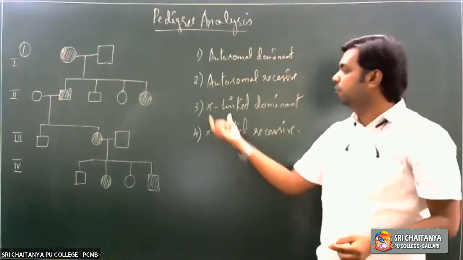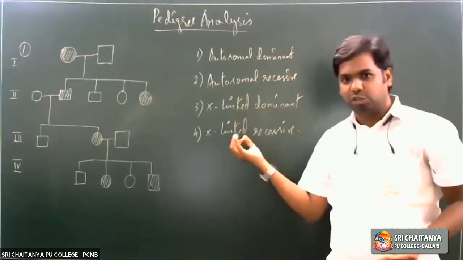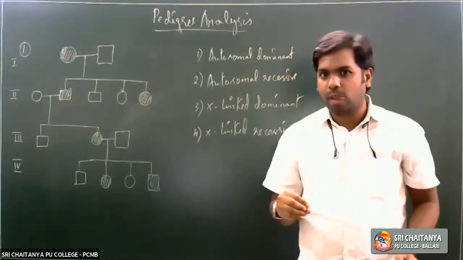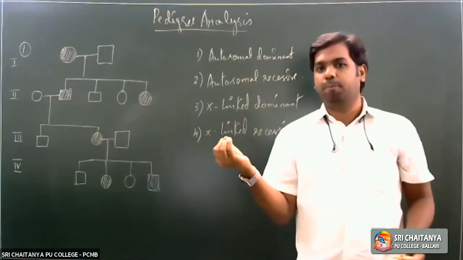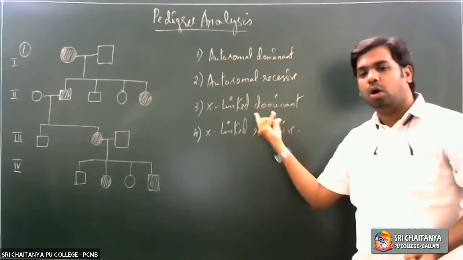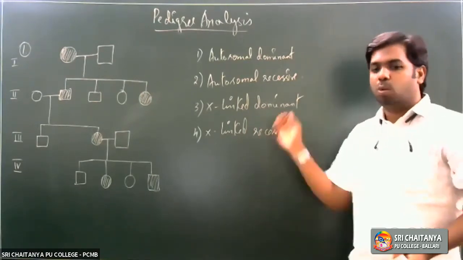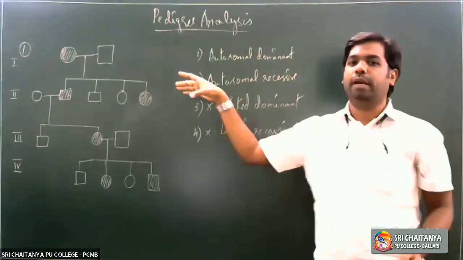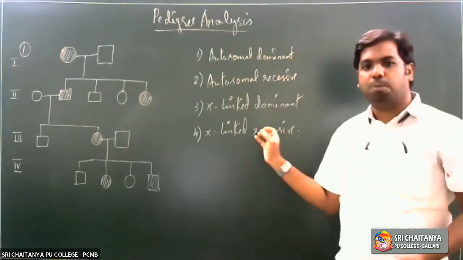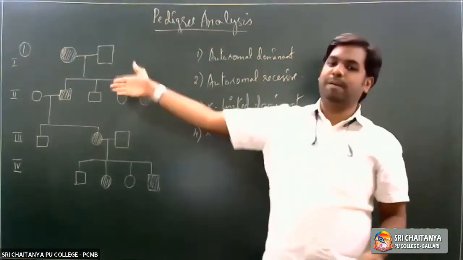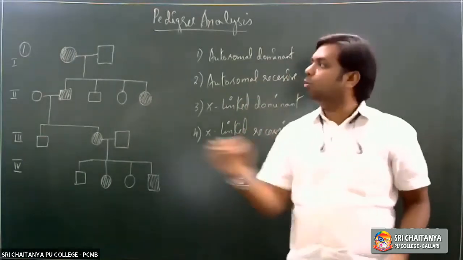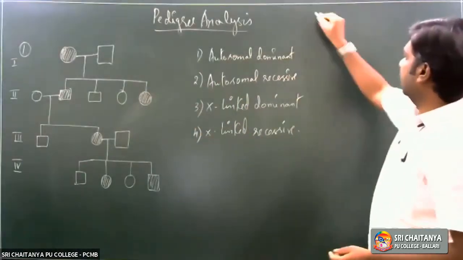Similarly, the third and fourth options would be X-linked mutations. That is, if the mutation is seen on a gene present on the X chromosome, we call it an X-linked disorder. That X-linked disorder could be either a dominant mutation or a recessive mutation. So whatever pedigree is given to you, you'll have only these 4 options, and you need to select which one suits best. For that, you need to know a few things about how to interpret this. So let us get to that.